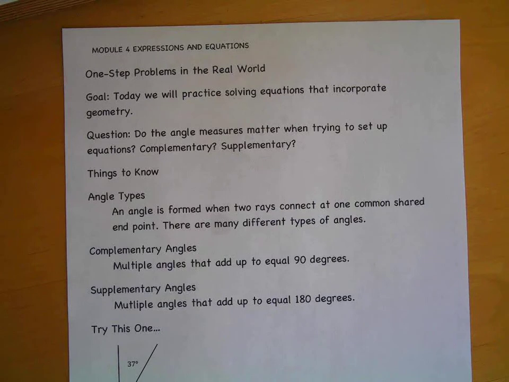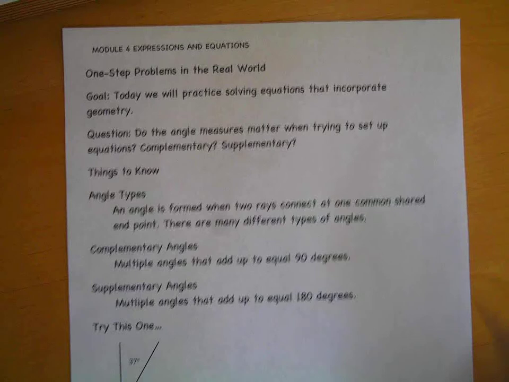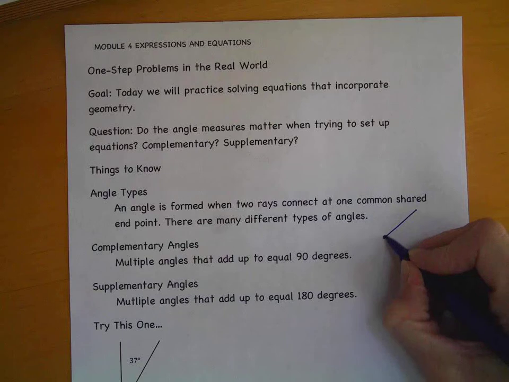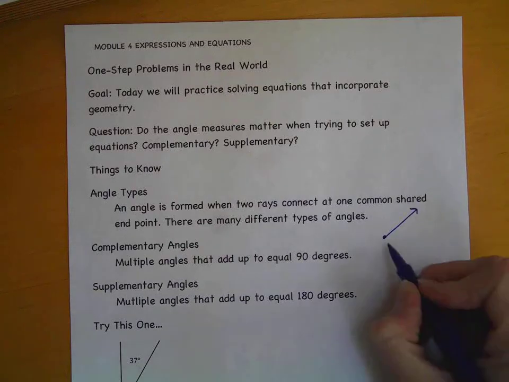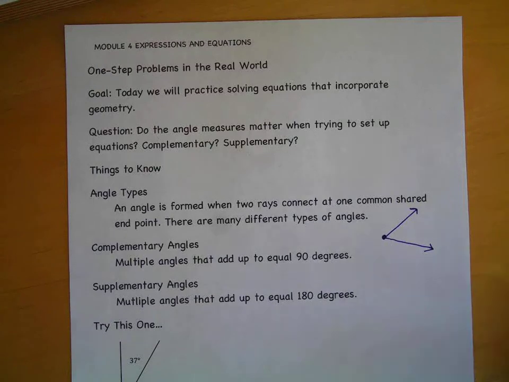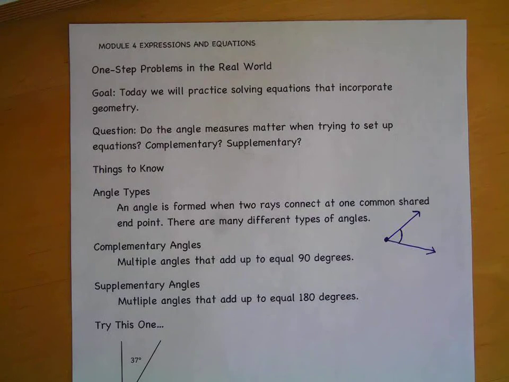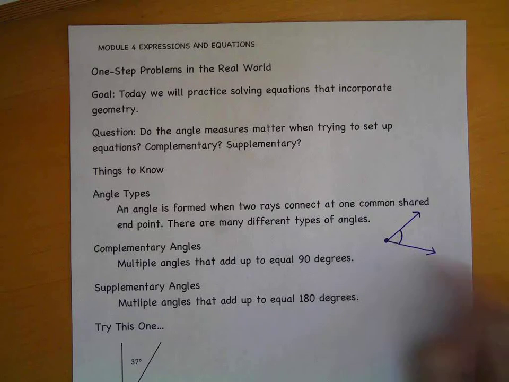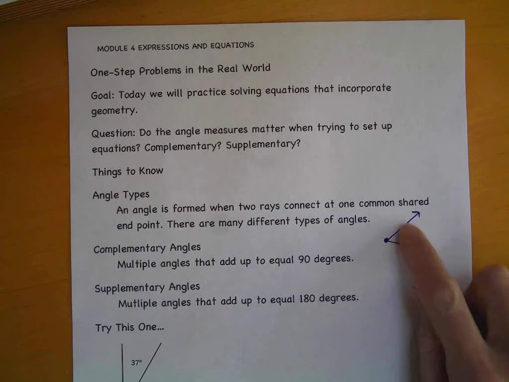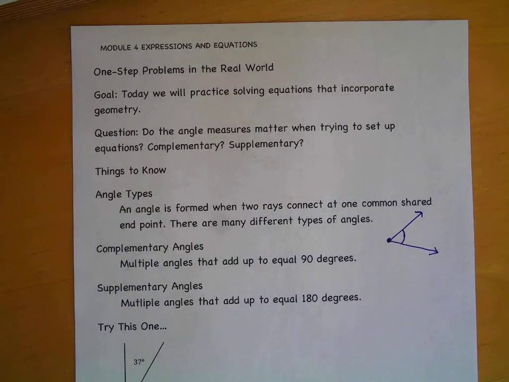An angle is formed when two rays connect at one common shared endpoint. There are many different types of angles. Here is one ray, and here's the endpoint. And then here is another ray, and they have the same endpoint. So this right here is called an angle. It is when you have one ray going in one direction and another ray going in another direction. They meet up at a common endpoint, and the space in between them is called an angle.